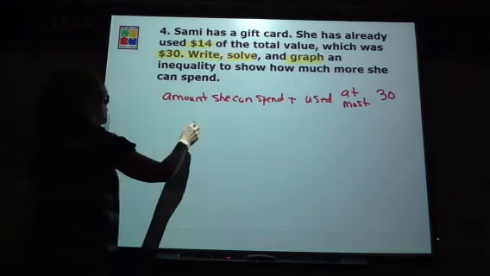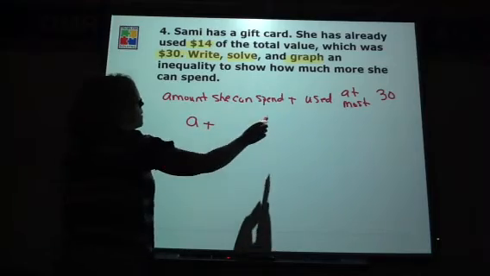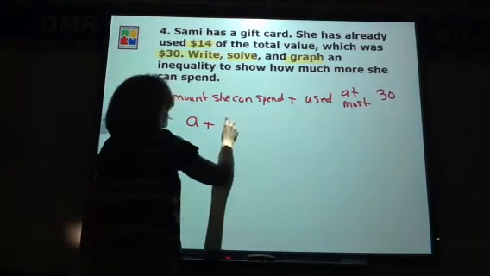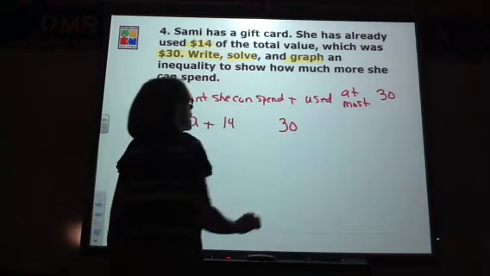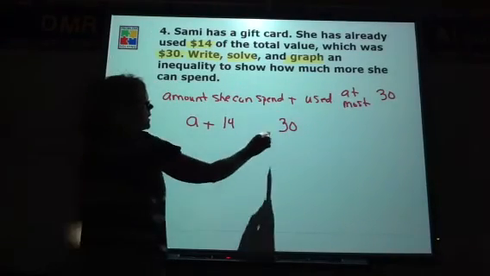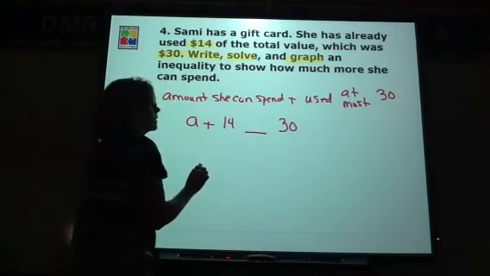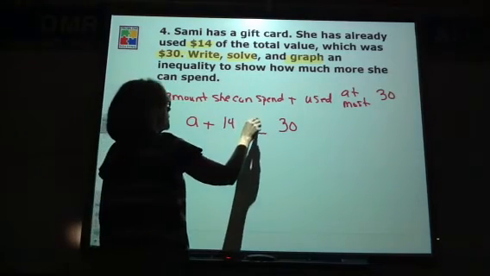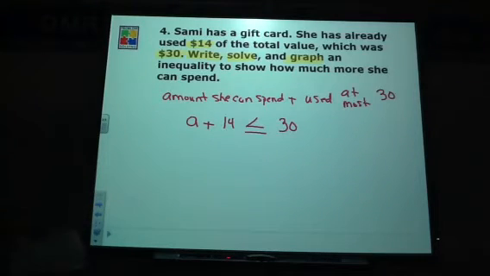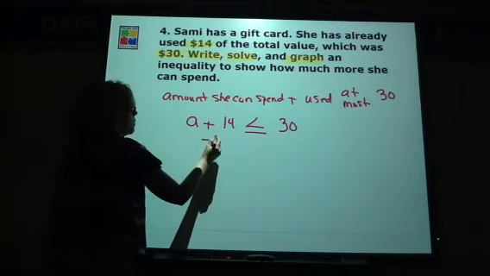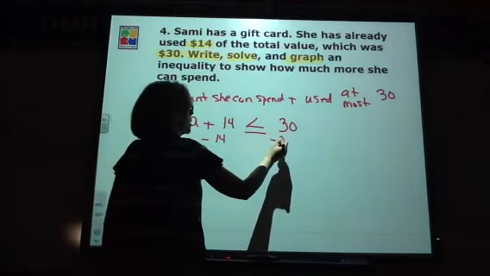All right, so let's write the inequality. We're trying to find out what this is. How much has she already spent or used? $14. All right, at most. Can it equal 30? Yes. Can it go above 30? No, so we need our less than or equal to symbol there. Okay, then go ahead and solve this like a one-step inequality. Inverse of addition is subtraction.